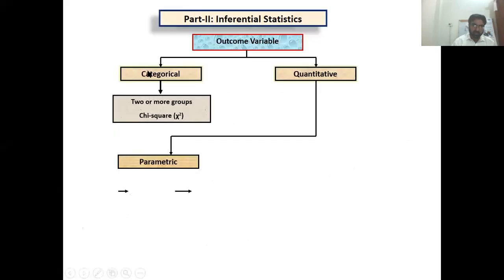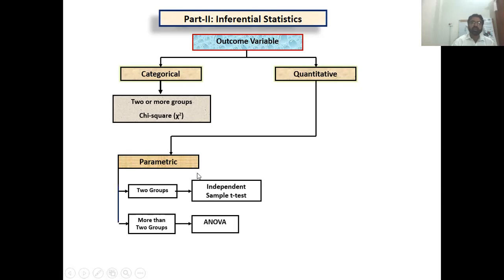And this is for categorical variables. And if you have a quantitative variable, then you must consider whether it is parametric. Parametric means you have collected the sample from a normally distributed population, and the tests we apply to such data are called parametric tests. If you have two groups in your sample, meaning you have collected the sample from two independent populations, then you have to apply the independent sample t-test.